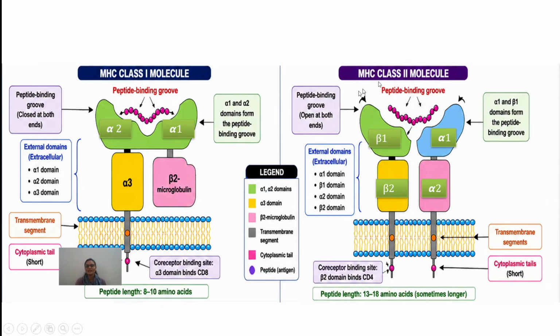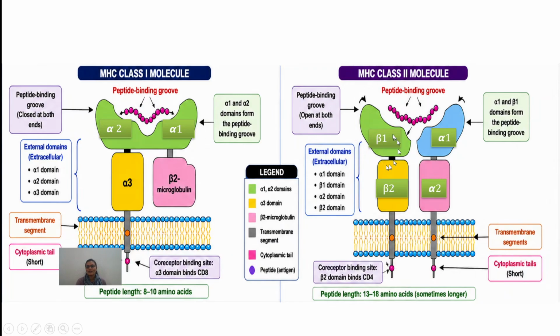This is the structure of the MHC class 2 molecule. Here you can see the peptide binding groove is open at both ends, both hands are open, and the size of the peptide is 13 to 18 amino acids, sometimes longer. So we can compare: MHC class 1 carries small peptides of 8 to 10 amino acids, while MHC class 2 carries 13 to 18 amino acids. So this is the peptide binding groove.